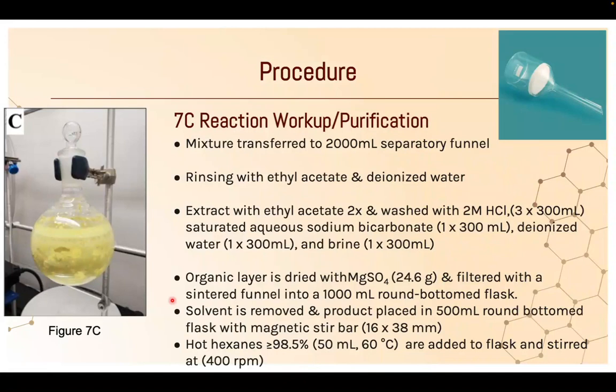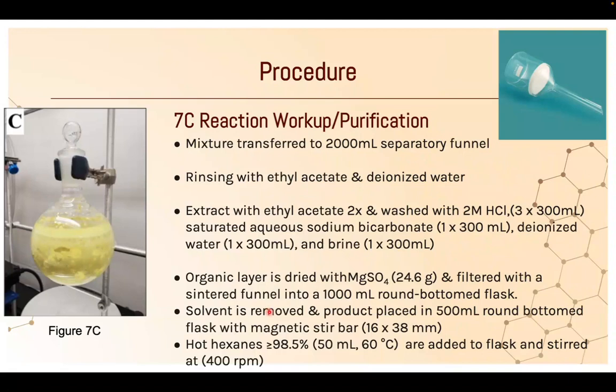The reaction mixture is then transferred to a 2,000 milliliter separatory funnel, and the reaction flask is rinsed with 100 milliliters of both ethyl acetate and deionized water during the reaction purification process. The mixture is further diluted with 450 milliliters of deionized water to dissolve the precipitate, and the mixture is extracted with ethyl acetate twice, each time with 200 milliliters. The combined organic layers are washed with 2 molar HCl 3 times, each time with 300 milliliters, as well as once with 30 milliliters of saturated aqueous sodium bicarbonate, once with deionized water, and last with brine.